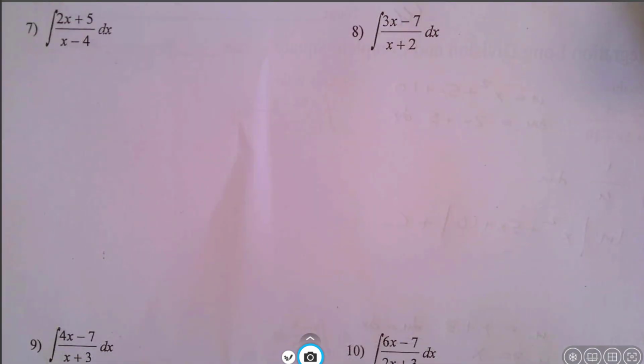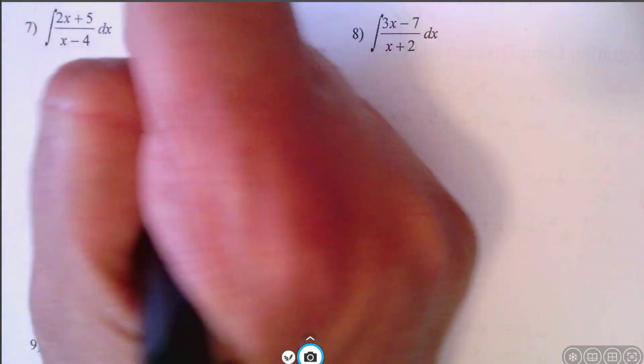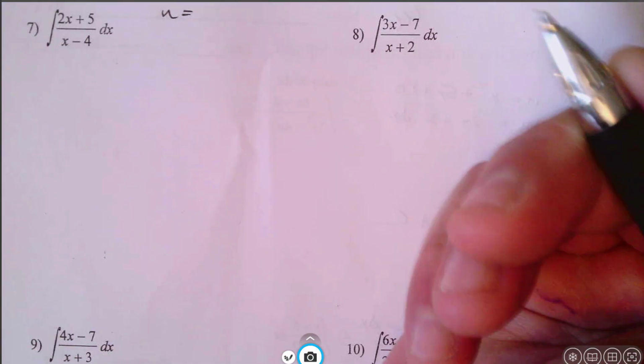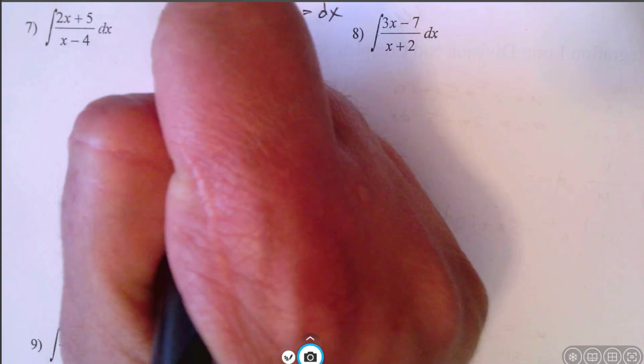Okay, for number 7, again, we do u substitution. So you're going to be doing u substitution until you get to number 11. So here, let's let u equal, what do we let u equal? x minus 4. Okay, du is simply dx. Now what? Now solve this for x. So x is equal to u plus 4.